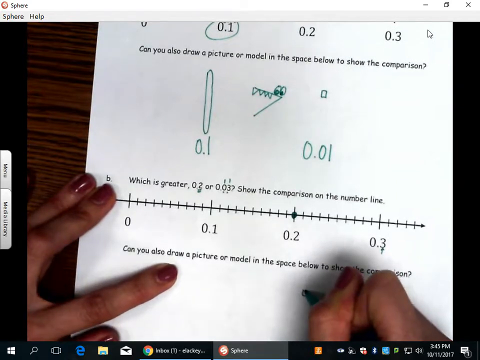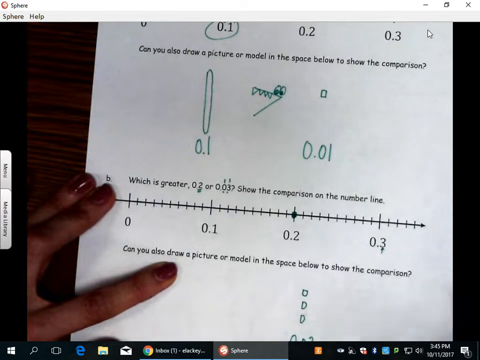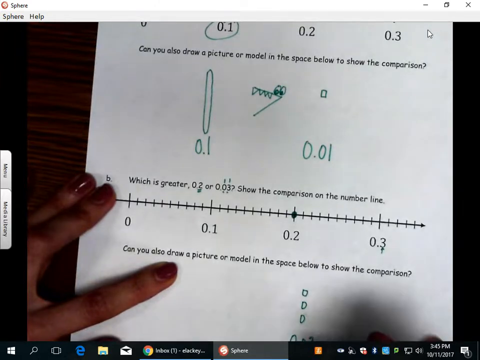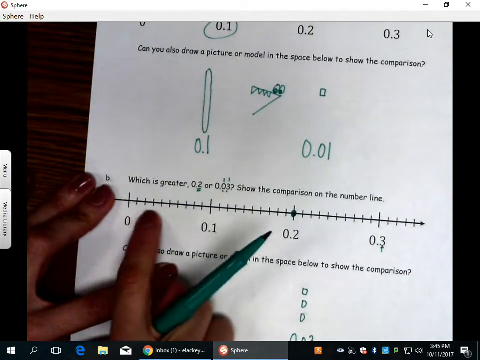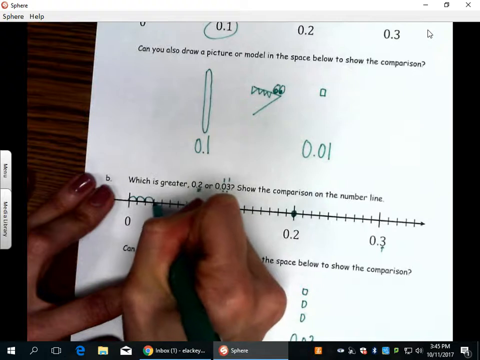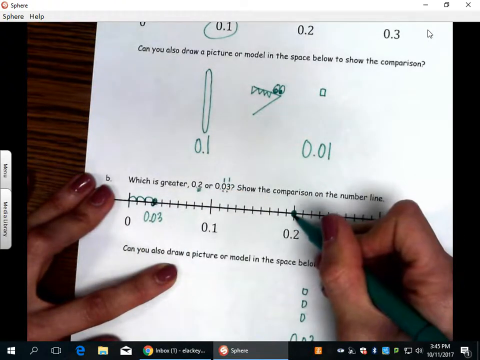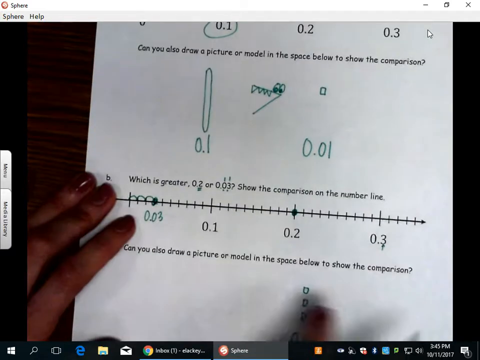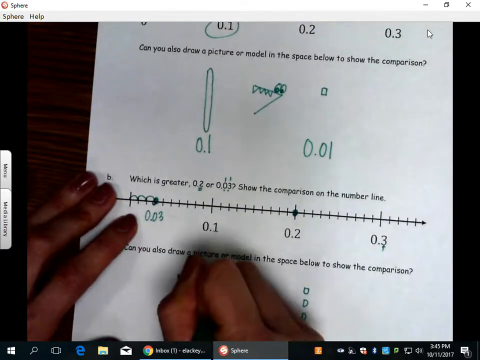3/100ths, if I draw the picture, it's just this. It's not even a tenth. It's very small. It's smaller than a tenth, so it should be somewhere down here. It's 1/100th, 2/100ths, 3/100ths. So this shows 3/100ths, and this shows 2/10. And also drawing it. So I drew my 3/100ths. Let me draw my 2/10.